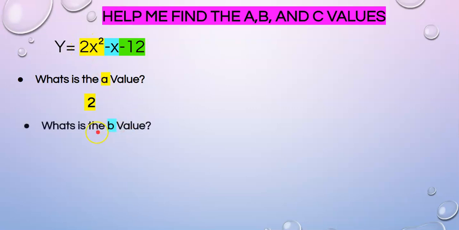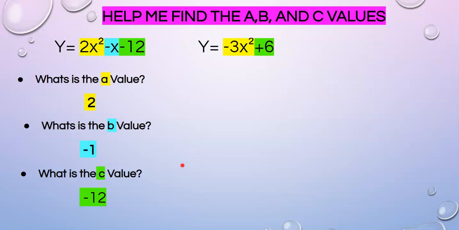All right, what about the b value? The b value is always connected to the x term. And as you can see here, there is no number written here. So this b value is understood to be negative 1. And lastly, our c value, which is the last value that doesn't have a variable on it, would technically be negative 12. All right, let's look at another example.